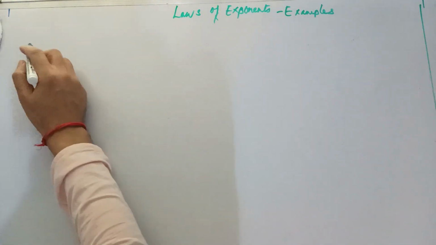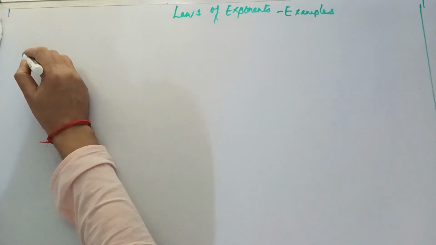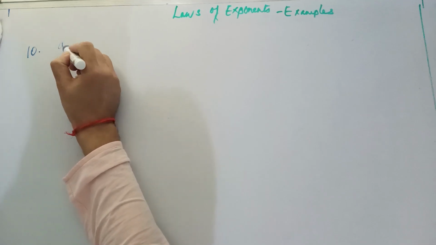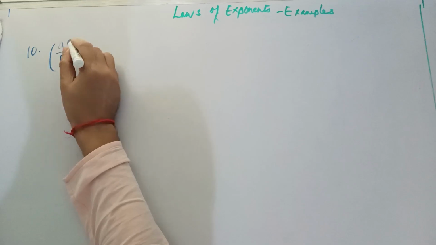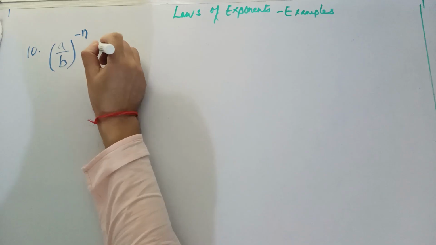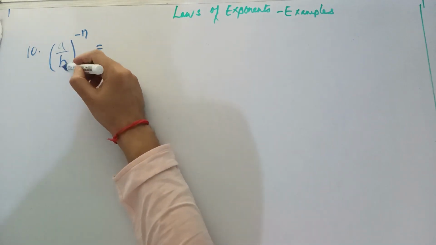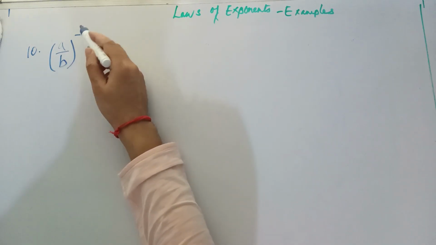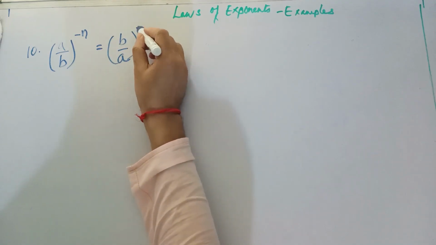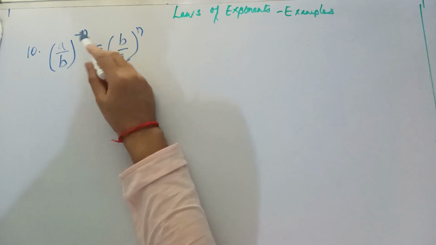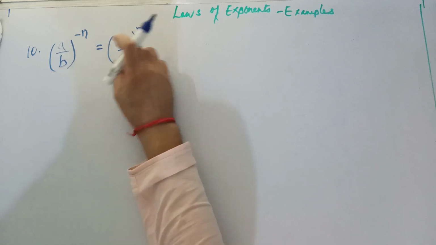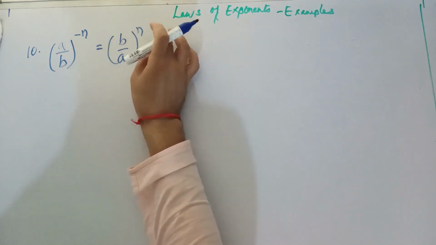All right, the 10th law. This is not a new law, as I mentioned. When the base is in the form of a fraction a upon b raised to minus n, this can directly be written as b upon a raised to n. The sign of the power will change. We take a reciprocal of this fraction simply, and the sign of this power will change.